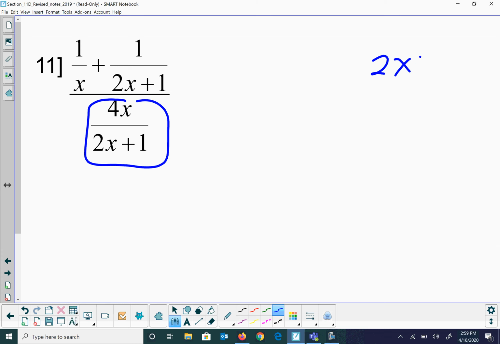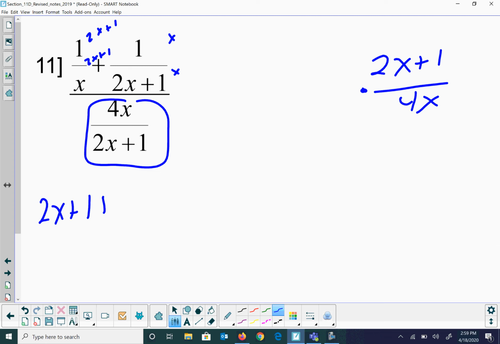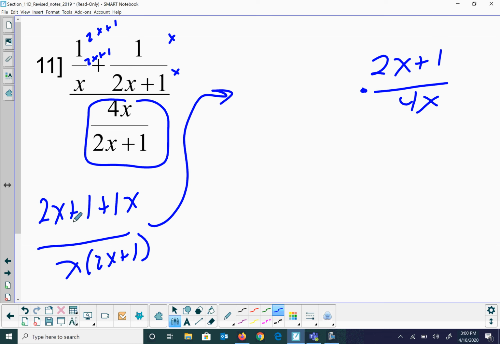I'm going to eventually multiply by (2x plus 1) over 4x. Let's take care of the bottom. So I'm going to multiply this by 2x plus 1 on top, 2x plus 1 on bottom, x on top, x on bottom. So that means I'm going to get 2x plus 1 plus 1x over x(2x plus 1). So now I can just bring that back up here, combine my terms. So I'm going to get 3x plus 1. Great. Over x and then 2x plus 1.